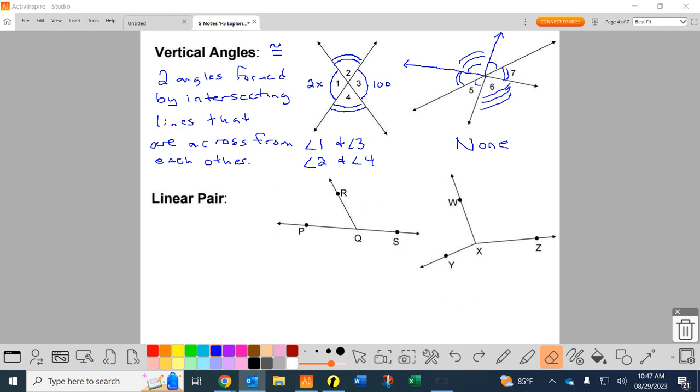So, we got, I think, 2 left. This one in angle bisectors? Is that what we got left? Yeah. Okay, and then we got some problems to do.